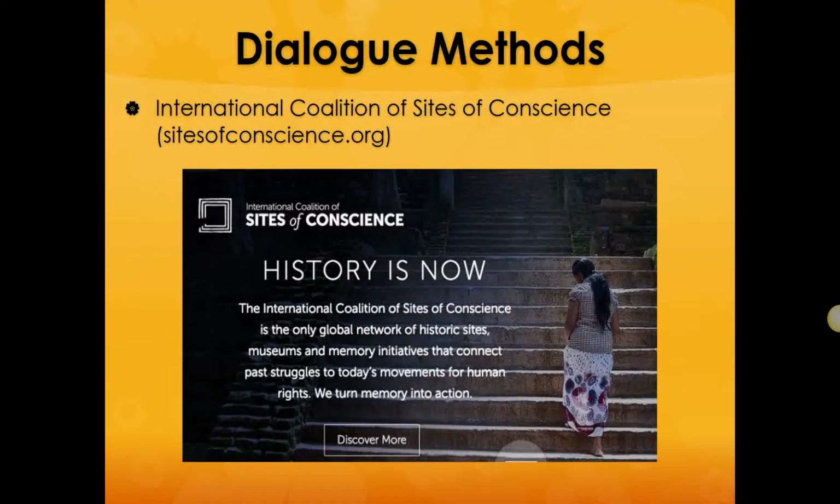So my curriculum is based on the dialogue methods of the International Coalition of Sites of Conscience, which is a global network of historic sites, museums, and memory initiatives that connect past struggles to today's movements for human rights. So this is obviously international by nature, and another aspect that binds together these sites is this focus on using sites to initiate and facilitate dialogue, often intercultural dialogue, about tough issues that we as a society face.